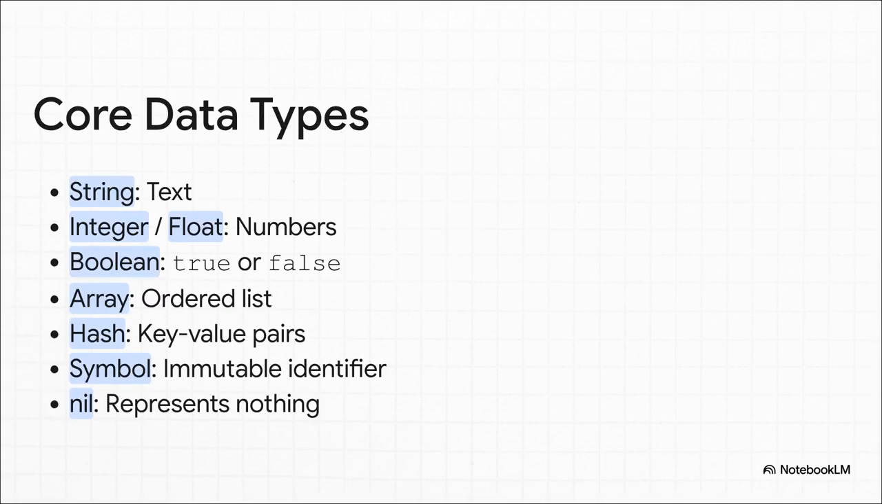If you take away one thing from this, let it be this. In Ruby, everything is an object. A piece of text, a number, even nil, which just means nothing, isn't just a dead value. It's a living object with built-in abilities. The main types you work with are strings for text, numbers, booleans, arrays for lists, and hashes for key value pairs. And we'll get to symbols in just a bit.